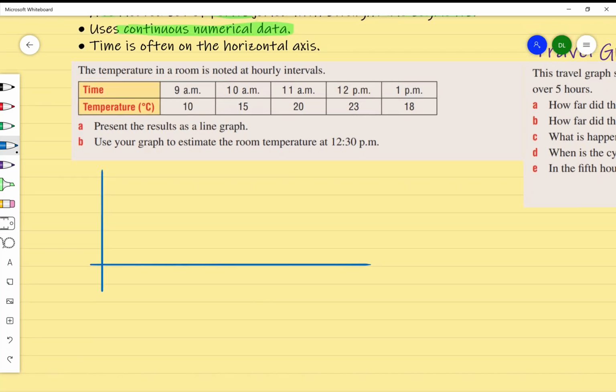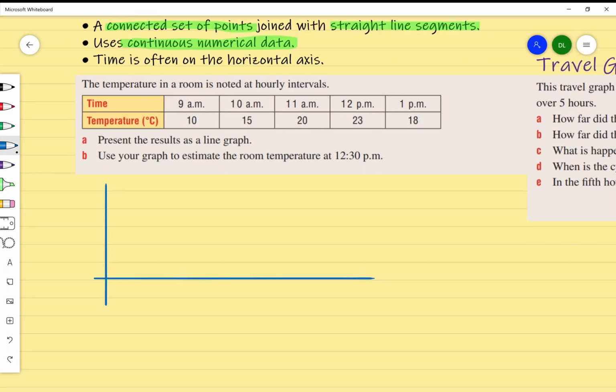So we're going to go ahead and label our graph. Remember that we need to label the graph by giving it a title. So I'm going to write room temperature over here, room temp, and then I'm going to label our axes. I've got time, and on the vertical axis I've got temperature. I'm going to include the units as well, as degrees.